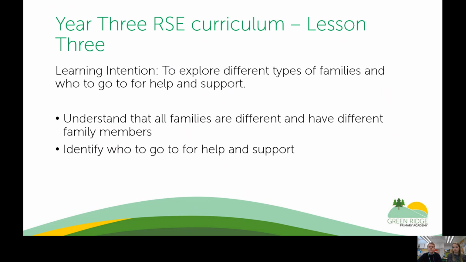So that leads on nicely into the final lesson, the 3rd lesson of the RSE curriculum for year 3. The learning intention is to explore different types of families and who to go to for help and support. And it's about ensuring that children know there is that network of people that they can turn to and understand that they are not alone in anything that they are feeling. So that would look at yourselves as family members, look at us as teachers and support staff in school, and then obviously the wider community in terms of police and relevant child organisations.